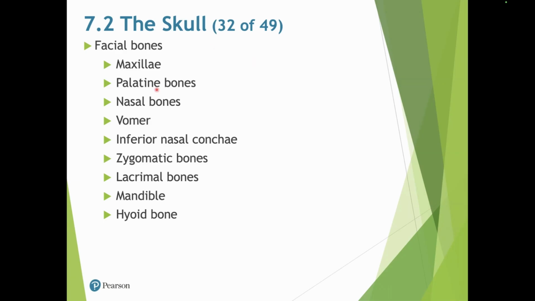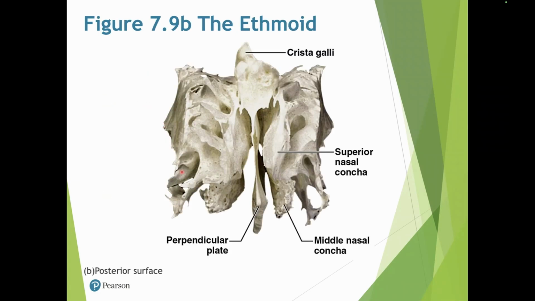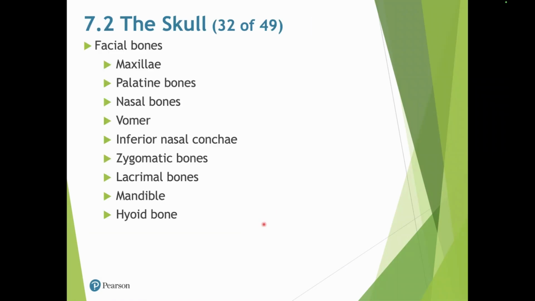So let's go a little bit more into the facial bones. We are going to slide back around to this perpendicular plate when we start talking about some of these other facial bones. Okay, so we were talking about the cranial bones, now the facial bones. So you have the maxillae, palatine, nasal, vomer, inferior nasal concha, zygomatic, lacrimal, mandible, and the hyoid.